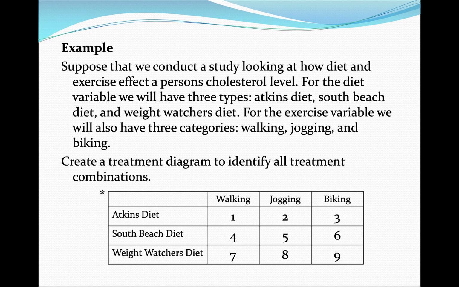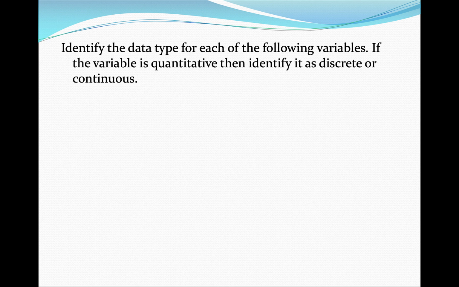So those are your types of studies. We have one more thing to talk about, and that is how we classify variables. So there are 2 different ways to classify variables. We classify variables based on their type, and then we also classify variables based on their level of measure. So we'll start with type.